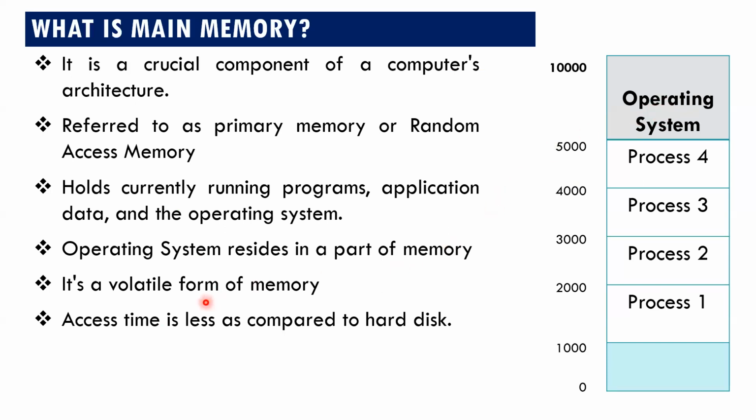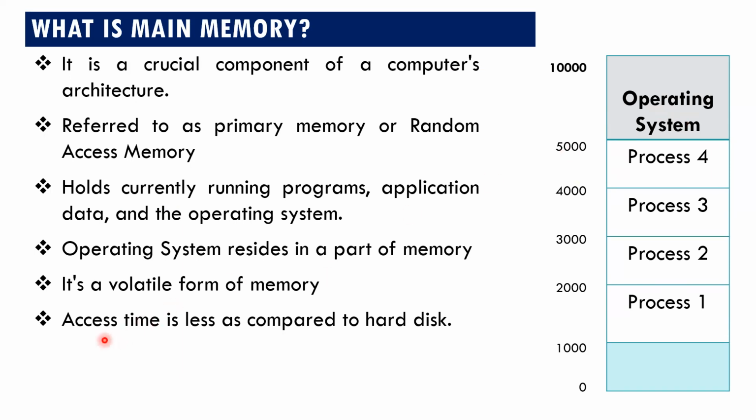Another characteristic is that RAM is volatile. That means the main memory is a volatile form of memory. The meaning is that whenever you switch off the computer, the contents of the main memory will be erased. So the operating system will be loaded again whenever you switch on the computer.